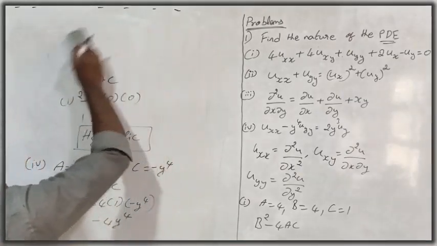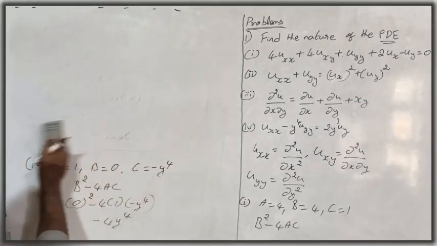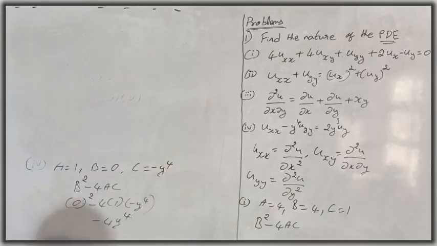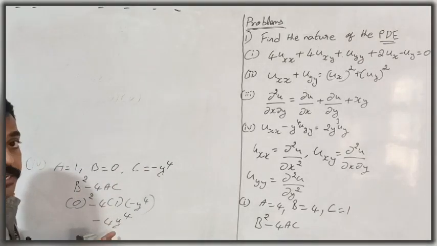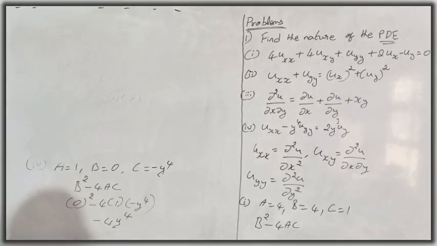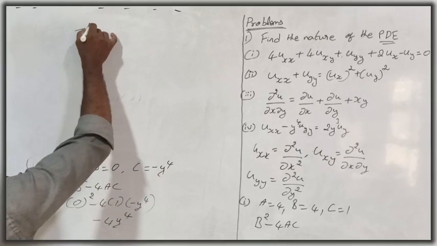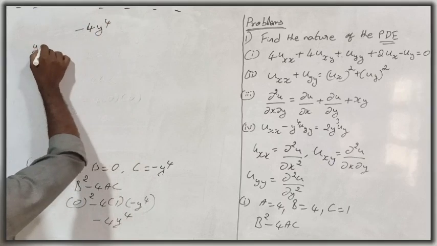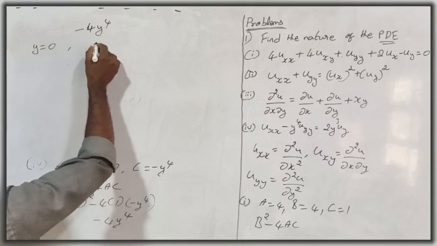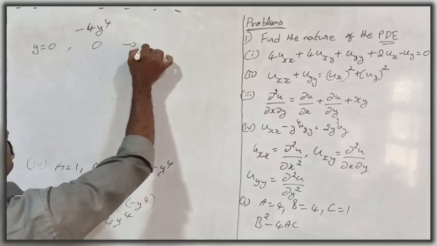Now substitute the value of y less than 0, equal to 0 and greater than 0. Let's check whether we are getting less than 0, equal to 0 or greater than 0. First substitute y is equal to 0. If you substitute y is equal to 0, the whole term will become 0. So it will become parabolic equation.